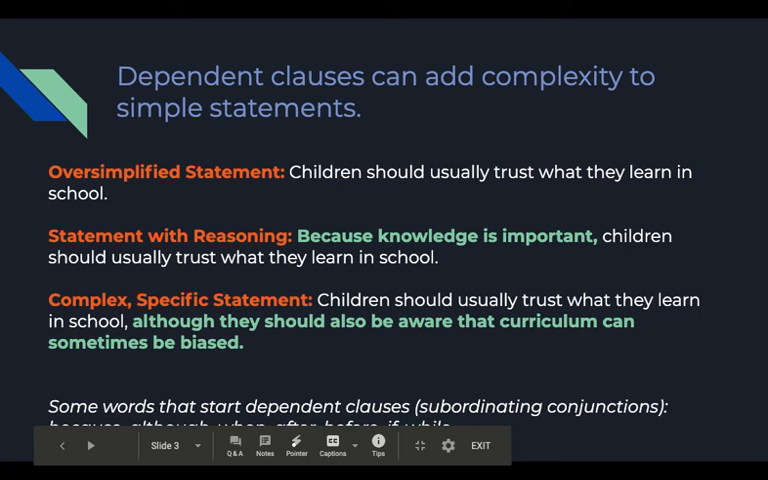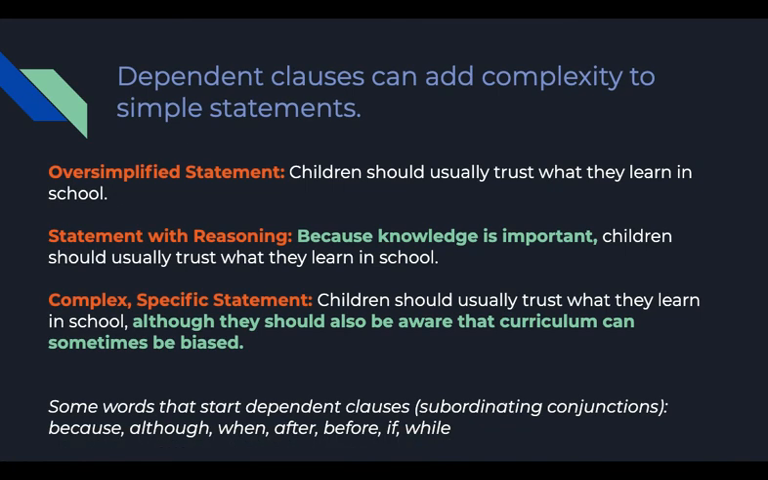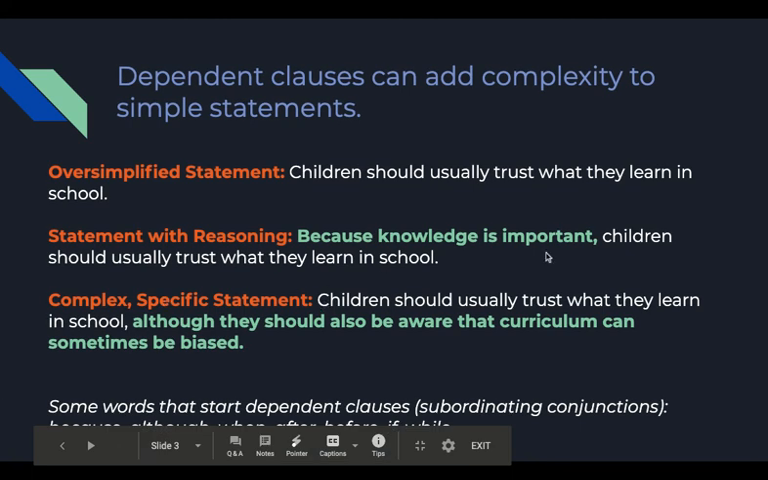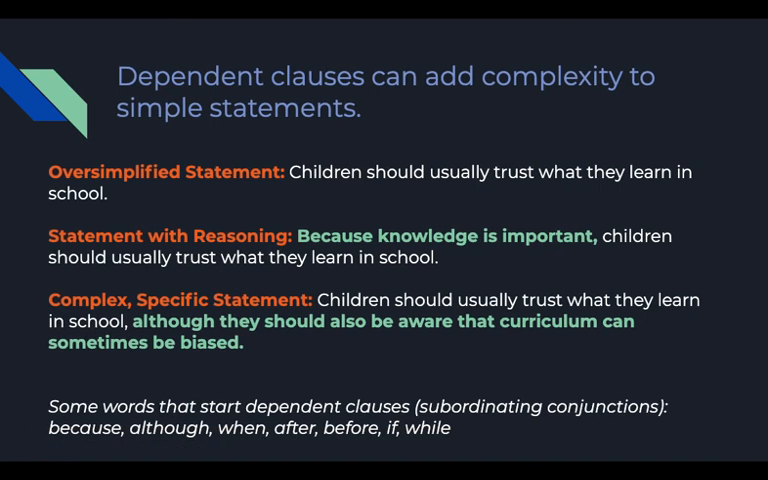So last slide, another nice thing to think about dependent clauses as doing is taking statements that might be too simple on their own and adding depth or making them more complex. So if I start with the sentence, children should usually trust what they learn in school, that's a pretty broad statement. I haven't really explained why, and I haven't really shown whether it's always true or if there's other specific circumstances. So I can strengthen this by adding reasoning. Because knowledge is important, children should usually trust what they learn in school. So that makes my statement more trustworthy.